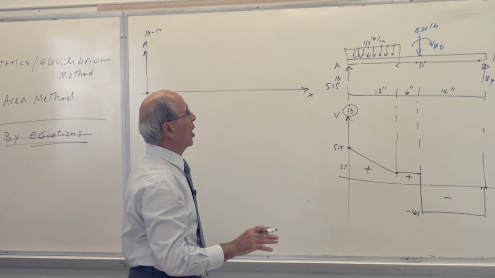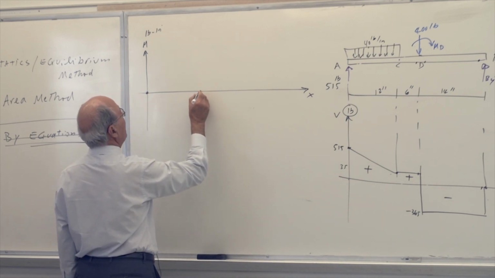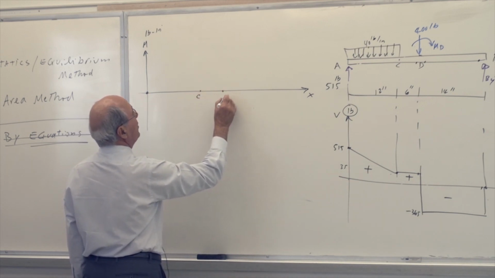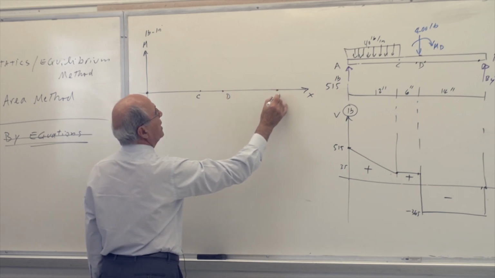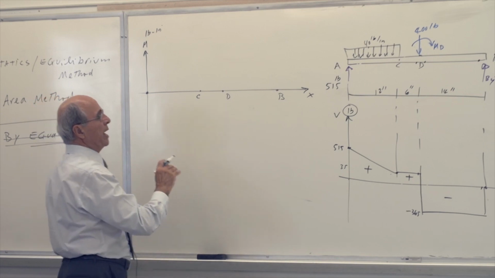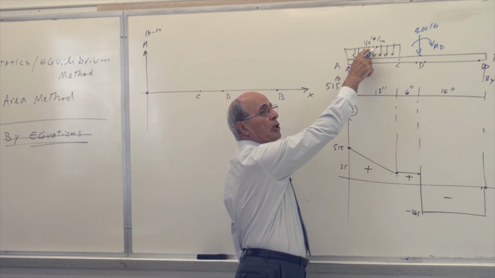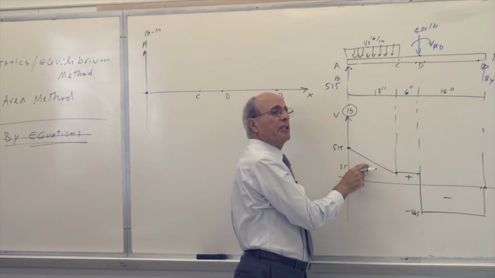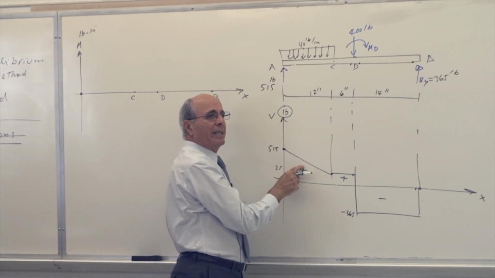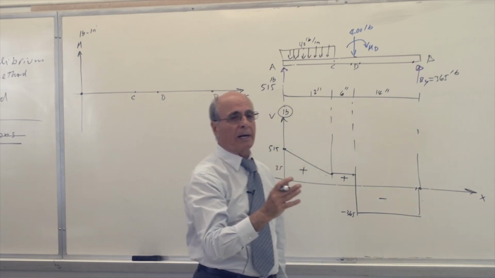Yes? Now, what should the shape of the moment be between A and C? Remember, we have a point C to worry about, a point D to worry about, and then at the end we end up with B. Is that correct? So you put those points down. Now, this is what I talked about last time. The load is constant, the shear is linear, and then the moment is a parabola.